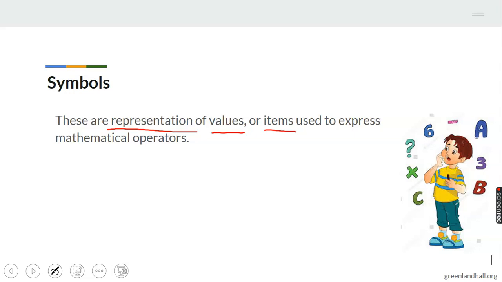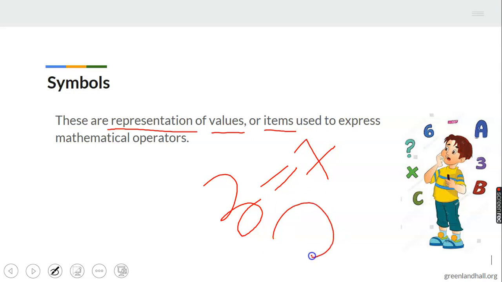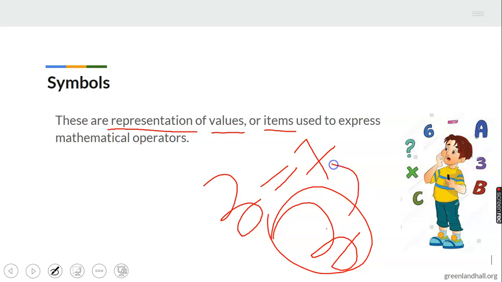Okay, so for example now, if I give you this as a symbol and I say this represents 7, now it means wherever you see that symbol, you are no longer seeing this thing without a value. What you are seeing is 7. So wherever you see the symbol, it connotes 7. So symbols are representation of value. And we use mathematical operators to express them. Alright.